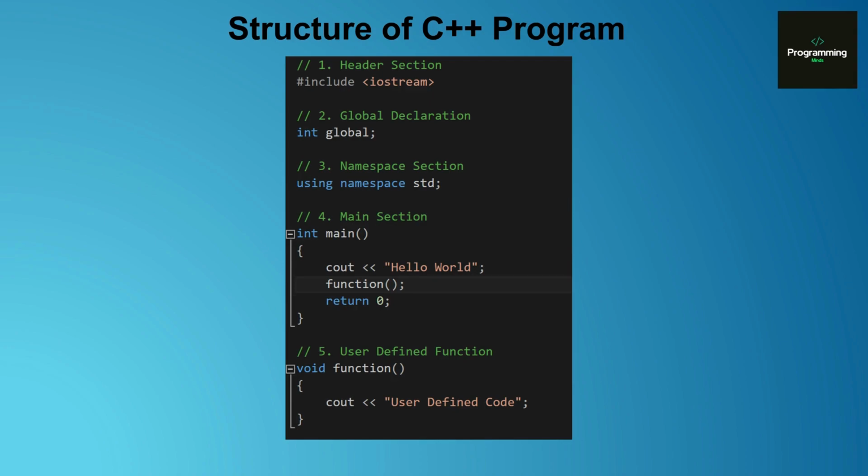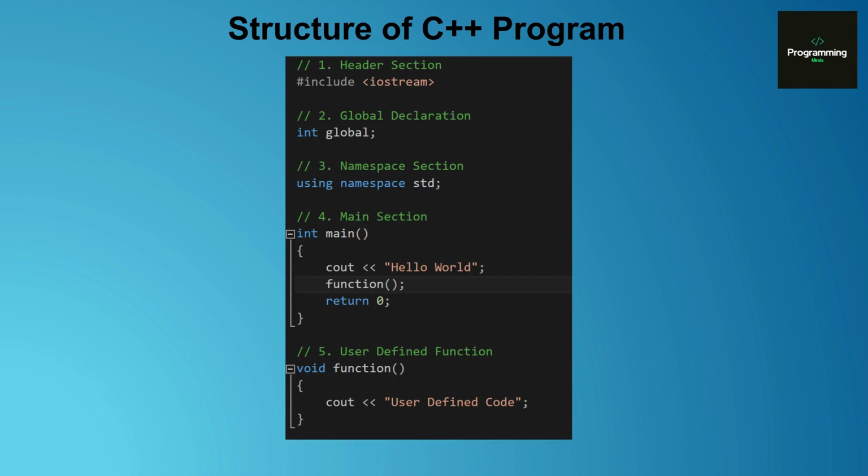In this code, what we have in the main, first is cout hello world. cout is nothing but the function which will print hello world to the console. In the second line, we have a user defined function and we are calling that. So let's go to the user defined section because we have to check that.